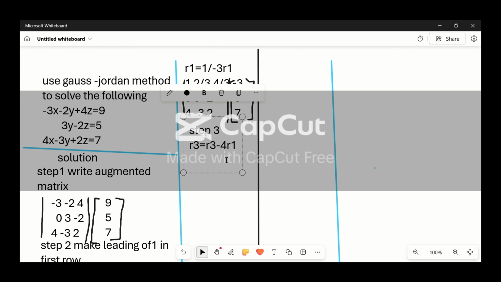After doing this, the updated matrix will be 1, 2 over 3, and negative 4 over 3, and for the second part we will also have negative 3, then 0 and 3, and also negative 2.